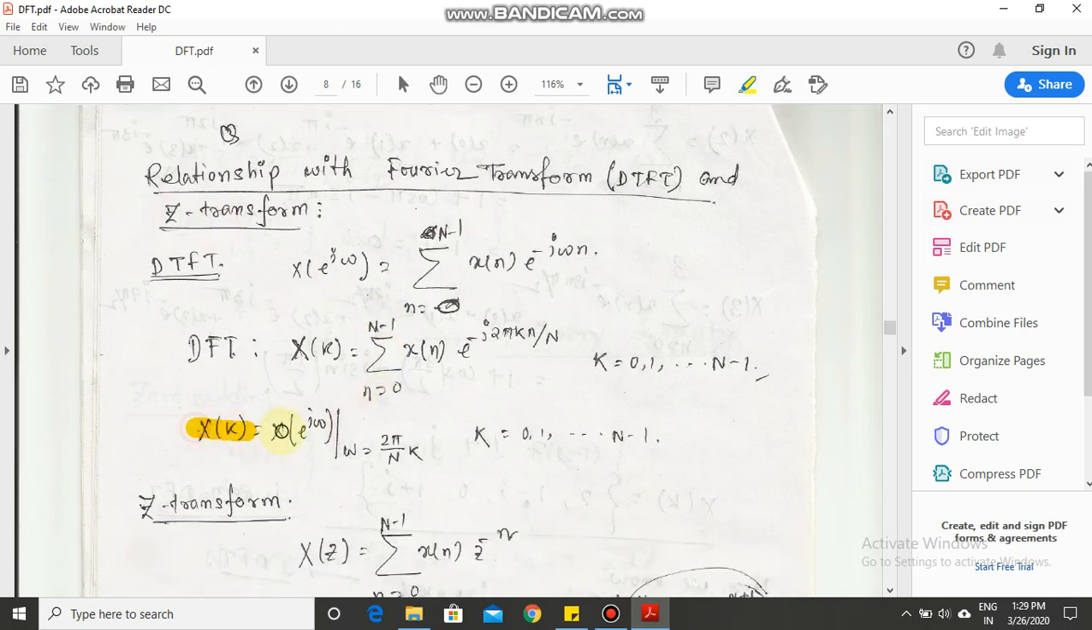We already derived this. This is the relation between DFT and DTFT. Basically DFT is DTFT, but defined over these values of omega.